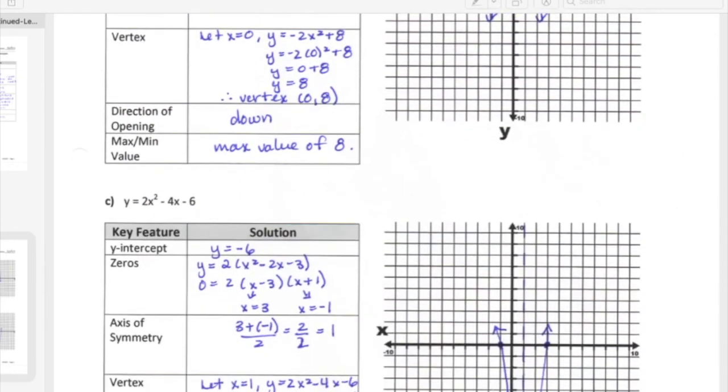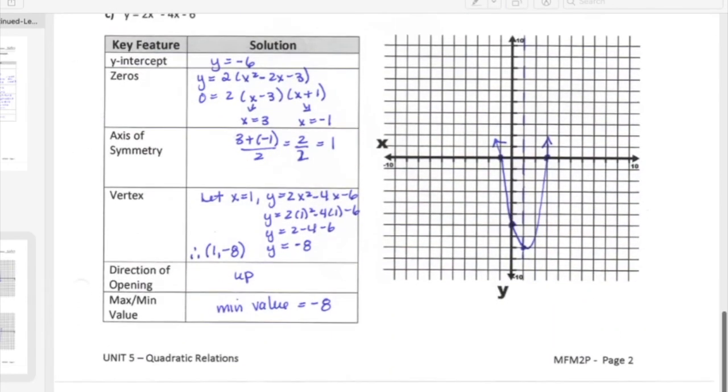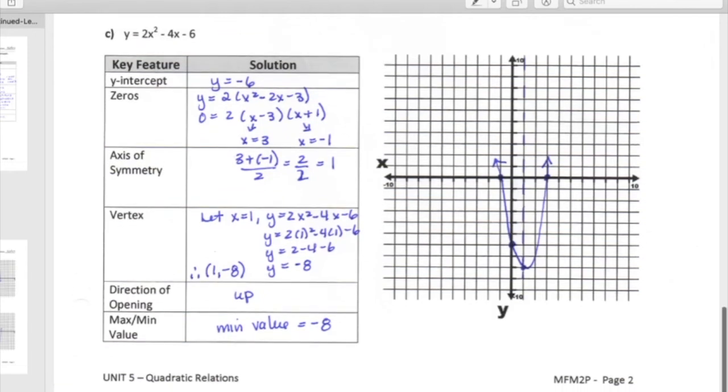Okay. Last example on this handout, we have y equals 2x squared minus 4x minus 6. So really quickly, again, our c value is going to be what our y-intercept is. So because our c value here is negative 6, that means y equals negative 6.